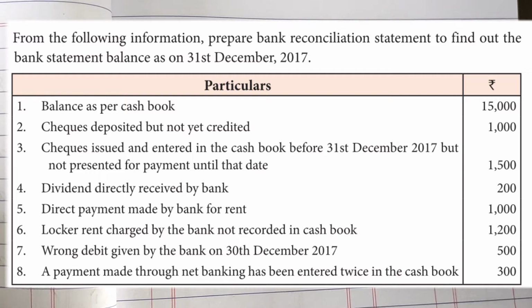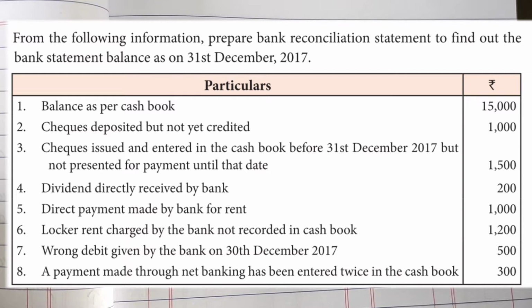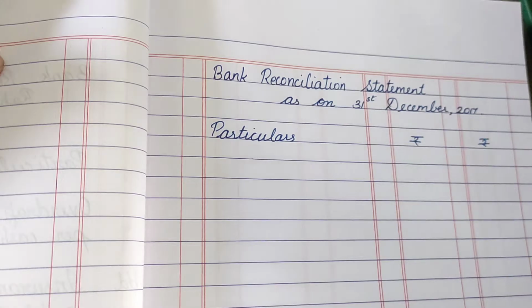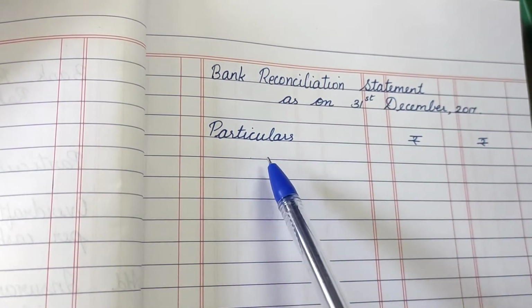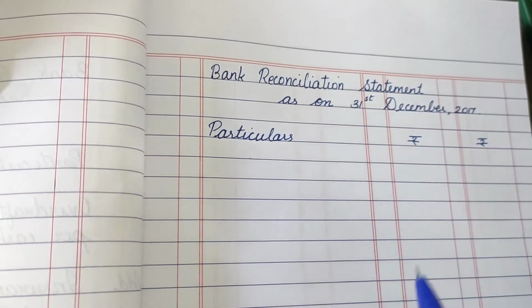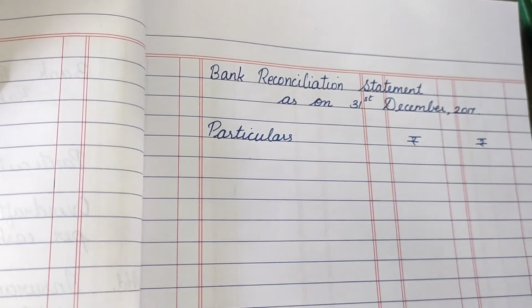So we're going to start the sum with the balance as per cash book, and they have given us 7 other transactions which are going to be placed in the add or less category depending on the balance as per cash book. So first, let's start with the title of the sum. We've written out the format of the bank reconciliation statement as on 31st December with particulars, rupees and rupees. So let's go ahead with the transactions one by one.